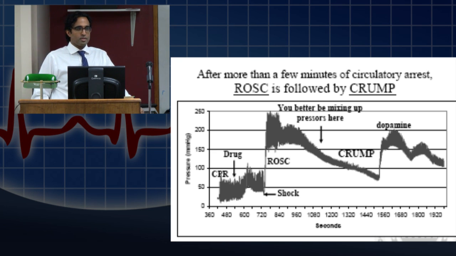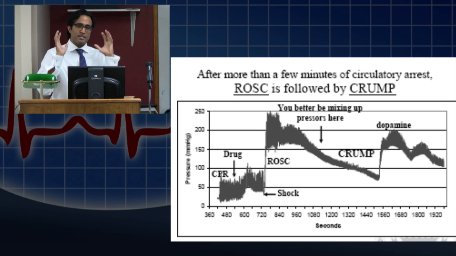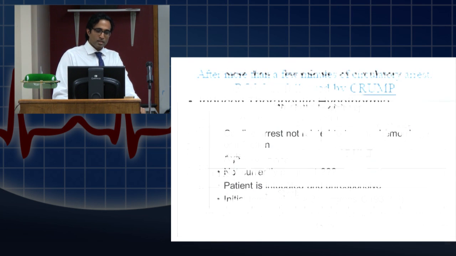So keep a low threshold to start mixing that bag of pressors if you need it. It's cheap. And we'll figure that part out later, if we need to keep it going or not. But the big thing is you just want to keep that perfusion pressure because you need that circulation to the brain because you want to minimize the injury there.